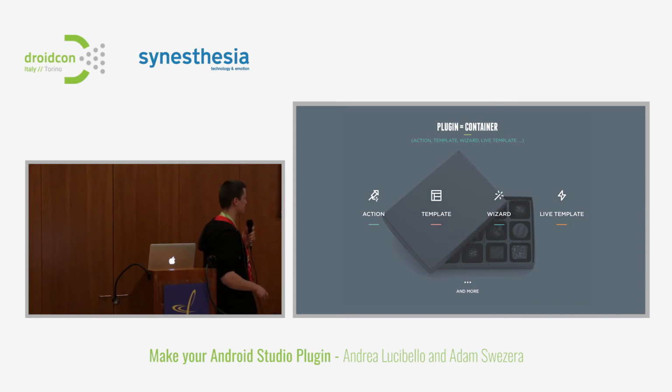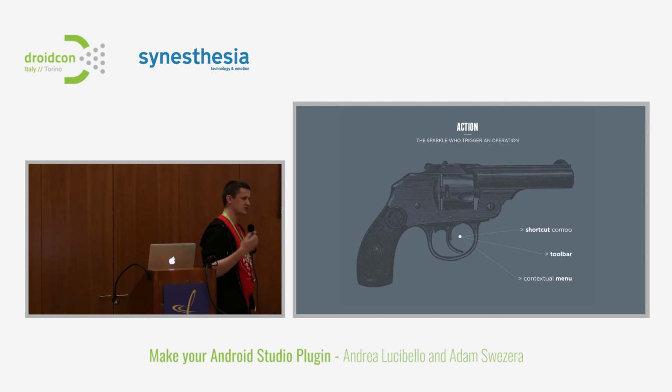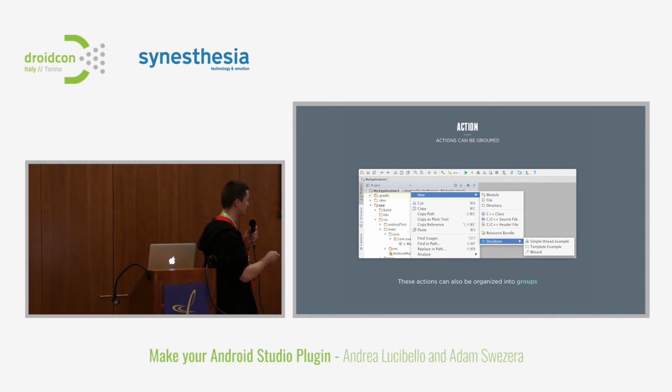So let's start with actions. An action is a spark that fires an operation. We do that by pressing key combos on our keyboard, thus activating shortcuts, when we click on the toolbar icons, or when we choose a voice from the menu. We can create as many actions as we want, and we organize them into groups, thus creating a hierarchy that makes the navigation easier for the user.